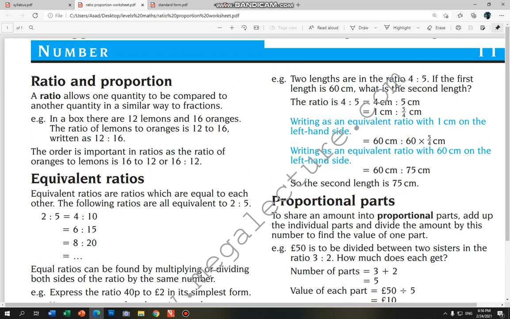Our next topic is a ratio and a proportion. What is a ratio? A ratio allows one quantity to be compared to another quantity in a similar way to fractions. What does similar way mean?